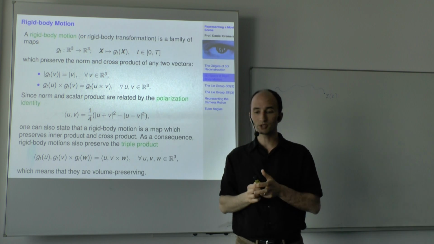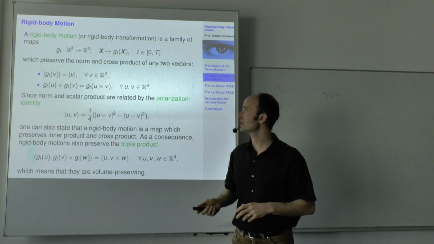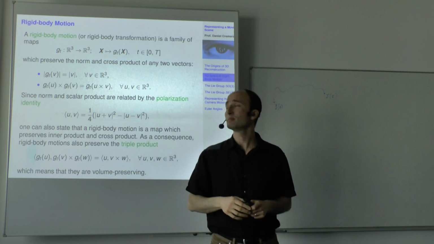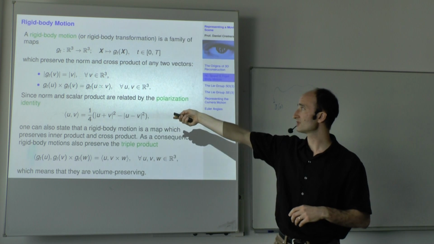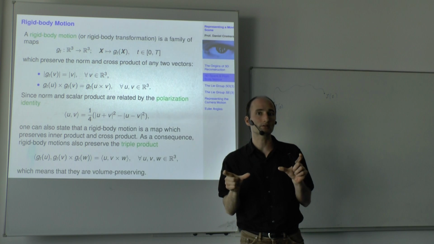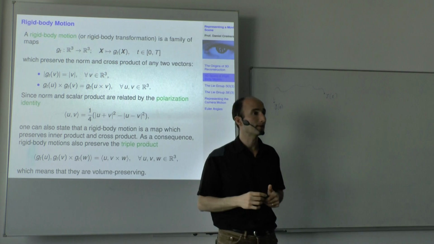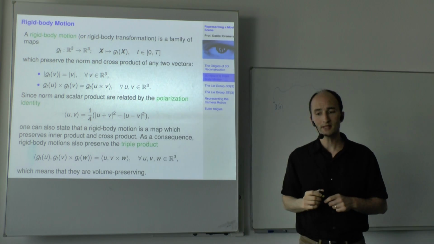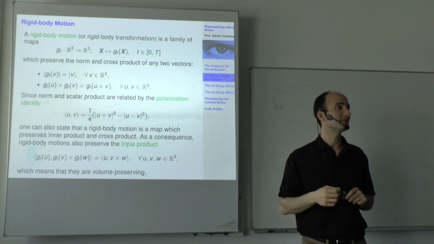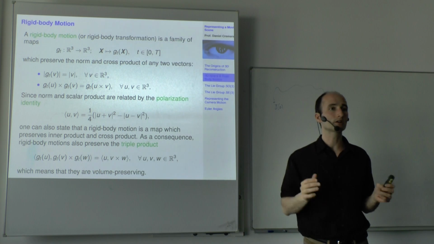But rigid body motion means, in particular, the length of vectors has to be preserved, and in addition, it means the cross product of vectors has to be preserved. So if I take 2 vectors and their cross product, before and after transformation, it should be the same. This is a very different way to define rigid body motion. I didn't talk about rotation, I didn't talk about translation.